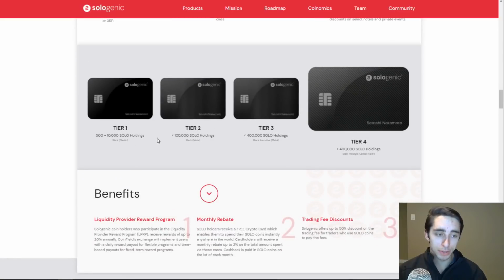There are different tiers, and it depends on how much Solo you hold. Again, we've seen this model before, where you stake a certain amount of coins and you can get a certain tier of card. And there are 4 different tiers here.